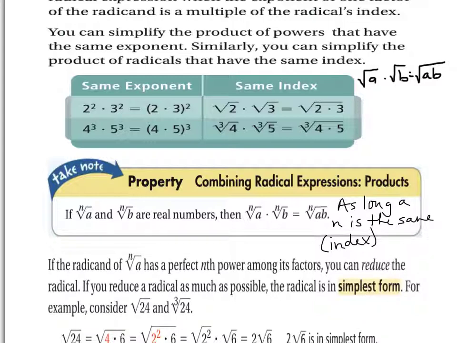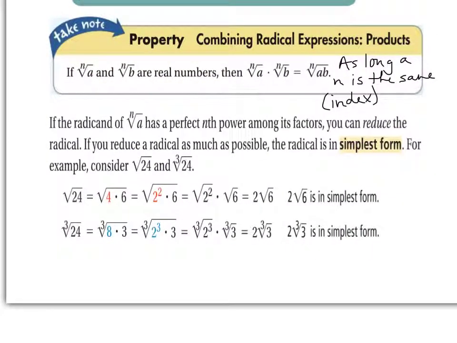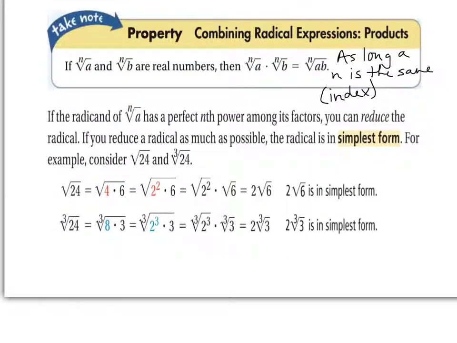For example, consider the square root of 24 and the cube root of 24. You'll notice 24 is not a perfect square, and many of you were asking in class today, what happens if it's not a perfect square? We talked about this a little bit. On these, you're going to need to be able to break down numbers, looking at ways to break them down into perfect squares, perfect cubes, perfect fourths, those kinds of things.